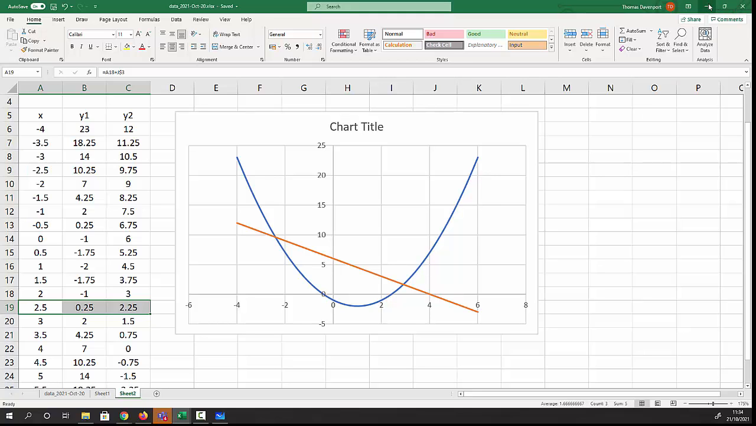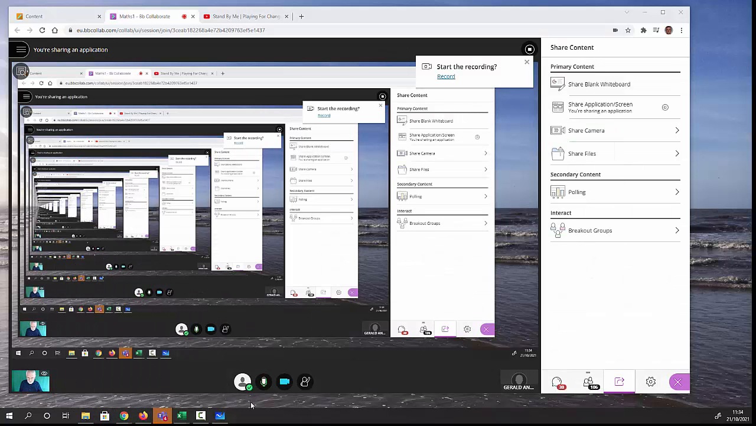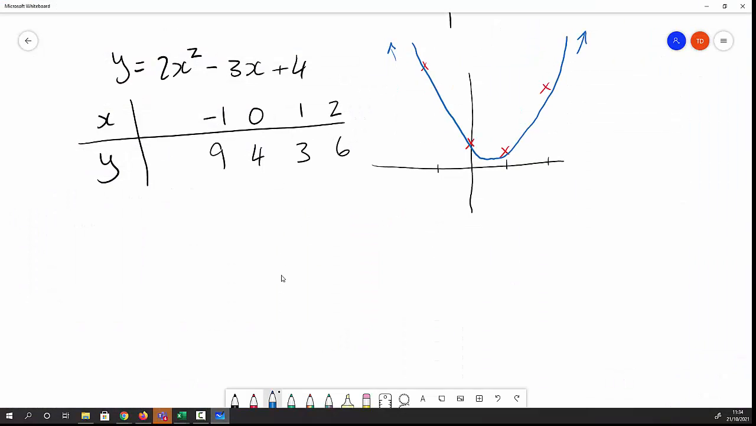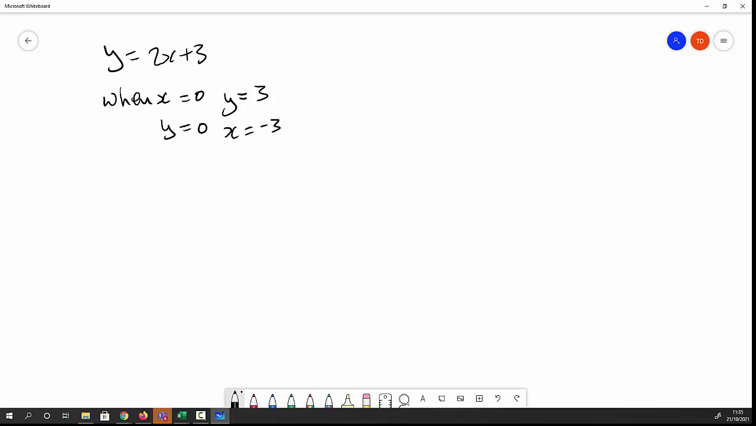What I'd like to do now is to look at what this would be like as an example on paper. So I'm going to clear this, clear the canvas, and I'm going to take one of the examples from the textbook. We're going to graph y is equal to 2x plus 3. Okay, so when x equals 0, y is equal to 3, and when y equals 0, 2x equals minus 3, so x is equal to minus 3 over 2.